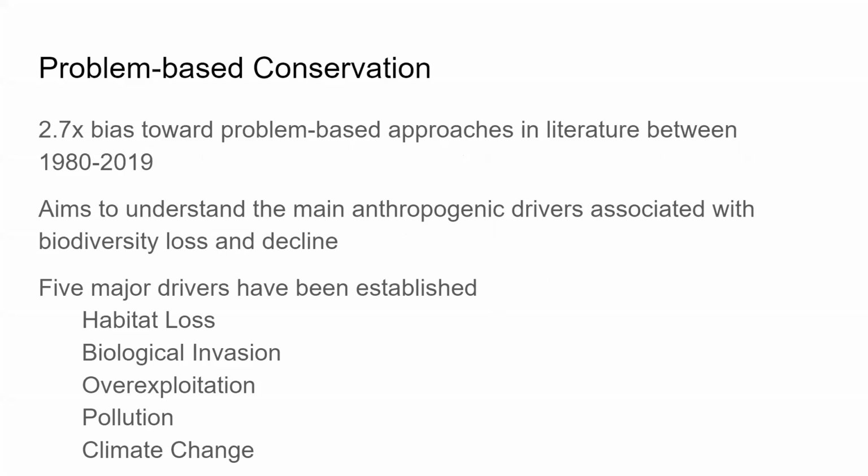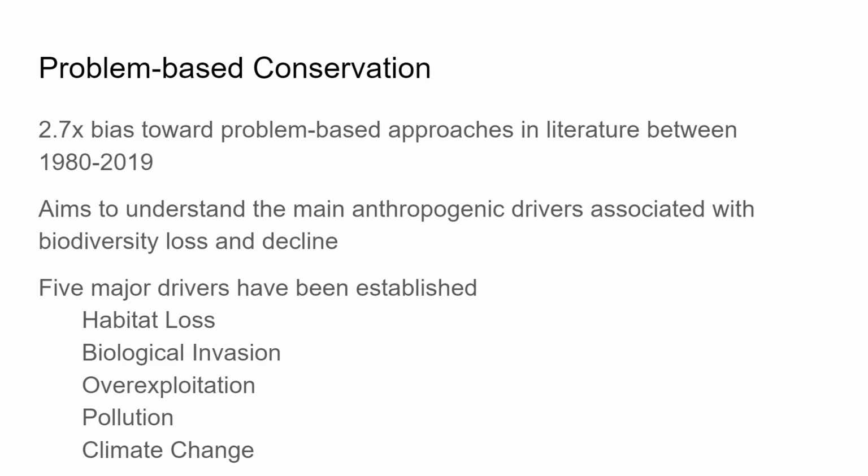1,978 articles were selected randomly from between 1980 to 2019, and they were searched for the phrases problem and solution. It was found that there was a much greater bias towards problem-based approaches, which makes sense because this was the first way that researchers thought to handle the issue of conservation. To understand the solution, you must first understand the problem. So, in this way, it makes sense that problem-based approaches were the first method introduced.